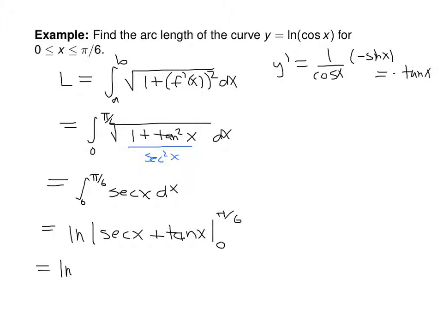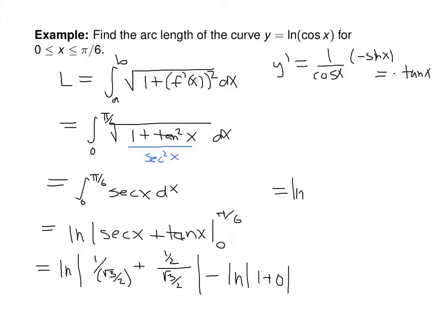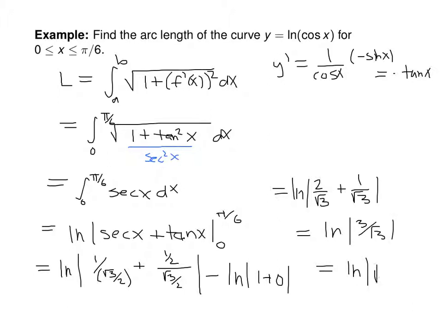So we have ln of secant of pi/6. So that's 1 over root 3 over 2 plus tangent of pi/6, which is tangent is sine over cosine, so 1/2 over root 3 over 2, minus ln, well, secant of 0 is 1, tangent of 0 is 0. So that gives me ln of 2 over root 3 plus 1 over root 3, which is ln of 3 over root 3. And 3 over root 3 is the same as root 3.